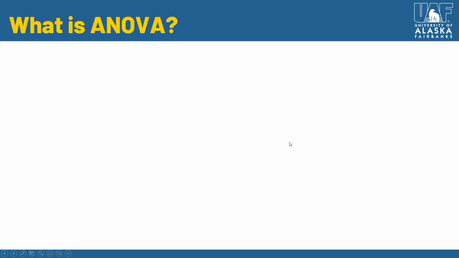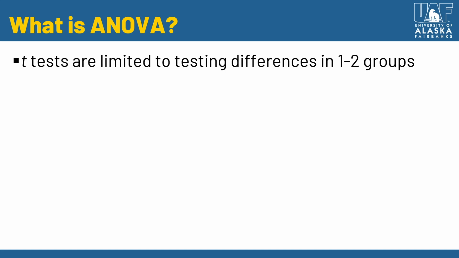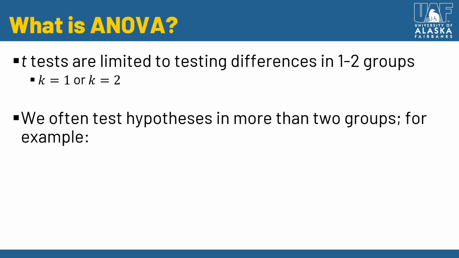So in terms of what ANOVA is, I guess to back up and talk about why we're moving past t-tests. Like I just stated, to elaborate in a bit more detail, t-tests are always going to be limited to testing differences in one or two groups, right? And so if we talk about groups in terms of k, that means k is one or two. But in reality, in the quote unquote real world, we'll often test hypotheses that involve more than two groups.